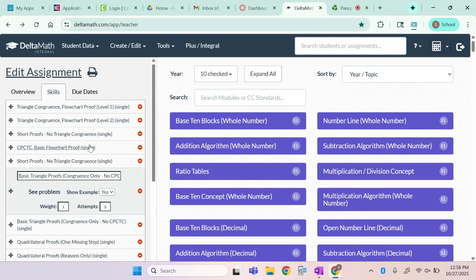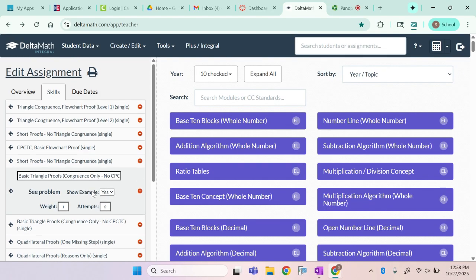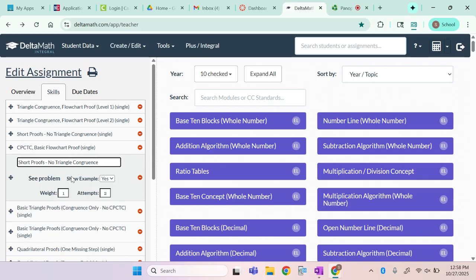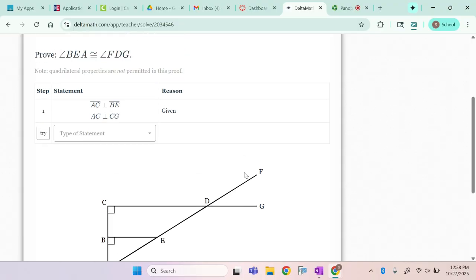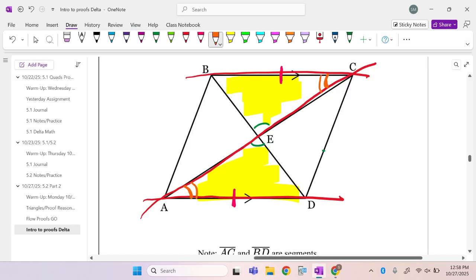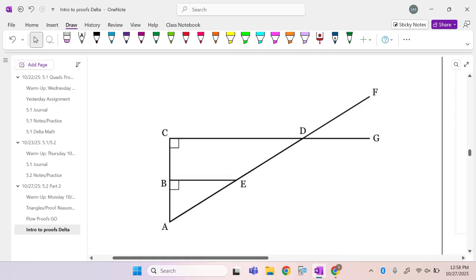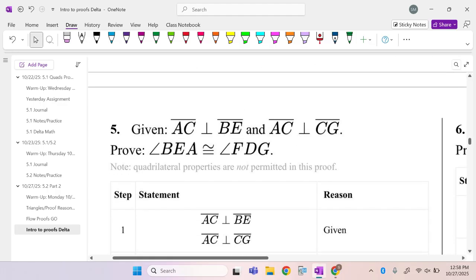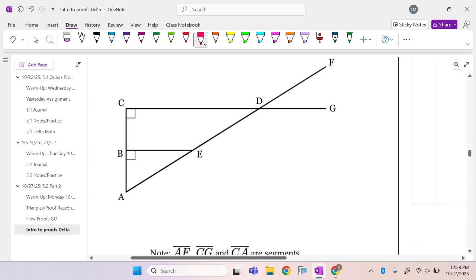All right, we got time for one more. Let's go back to the one that I skipped. So the one that looked funky that I was like, let's not. This is one where you definitely want to look at the picture that's on the worksheet. So we're trying to prove that BEA is congruent to FDG. So we're trying to prove that this angle is congruent to this angle. Now this is going to take a little finagling.